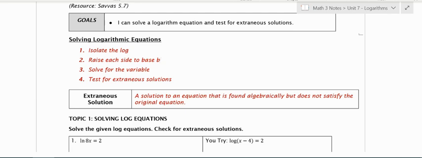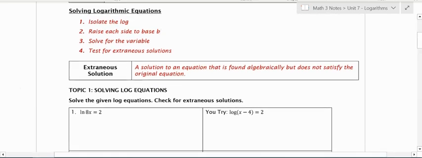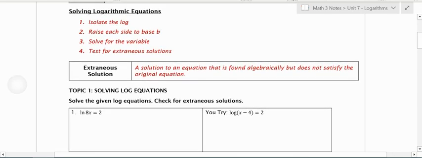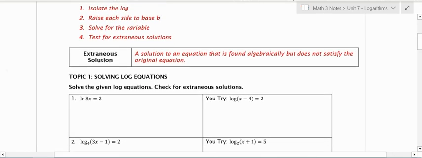extraneous solution. An extraneous solution, which we've seen before, is a solution to an equation that's found algebraically, but does not satisfy the original equation. So if you'd like to pause and write that down, you're welcome to. But I'm going to dive right in and go through the first couple examples of solving a log equation.